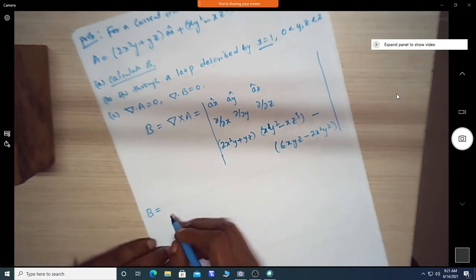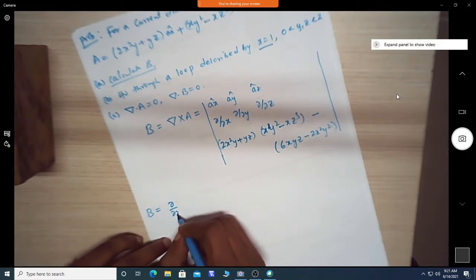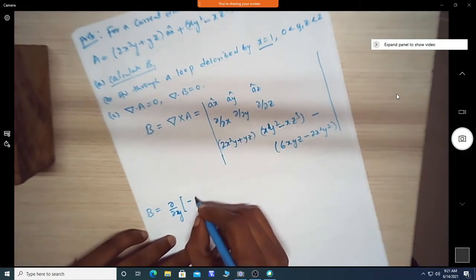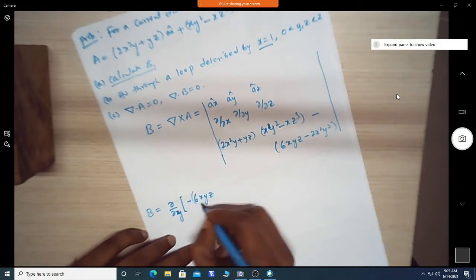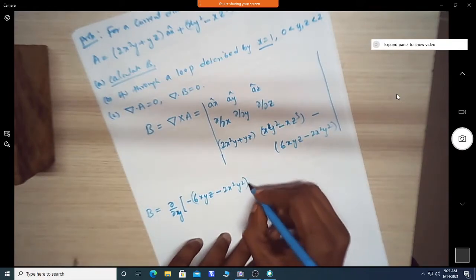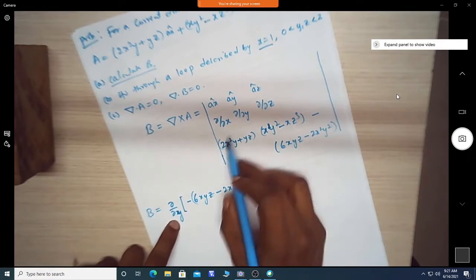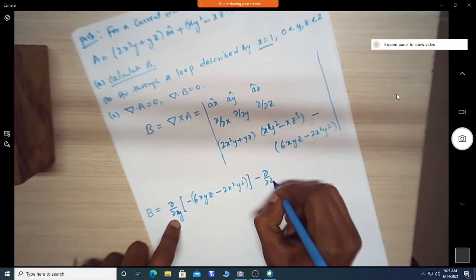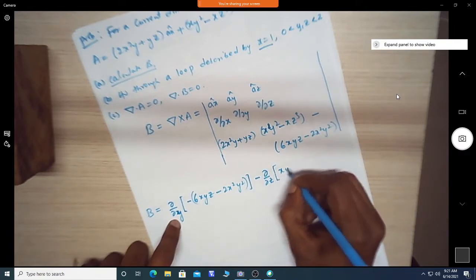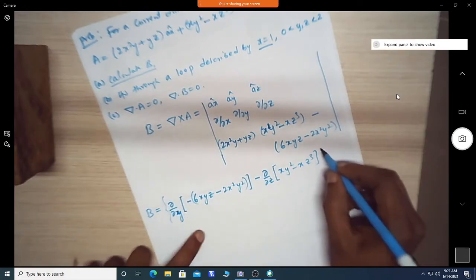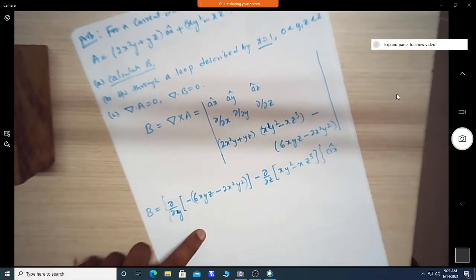So now we have in the ax direction del by del y of, so minus 6xyz minus 2x square y square. So this is with respect to del by del y of this component. So minus del by del z of xy square minus xz cube. So this whole thing is with respect to the ax direction.